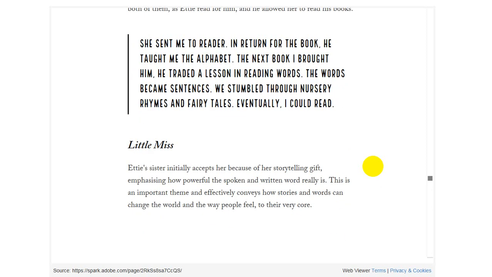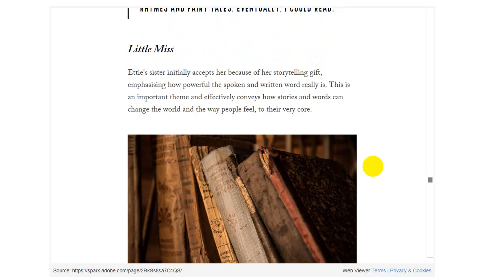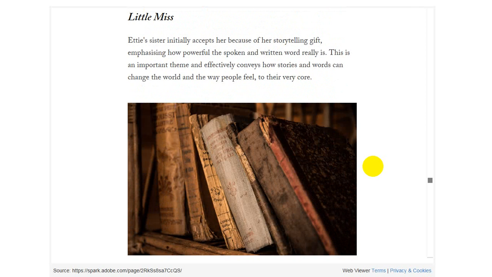"She sent me to Reader. In return for the book, he taught me the alphabet. The next book I brought him, he traded a lesson in reading words. The words became sentences. We stumbled through nursery rhymes and fairy tales. Eventually, I could read." And books bring her and little Miss, or Larissa, together.